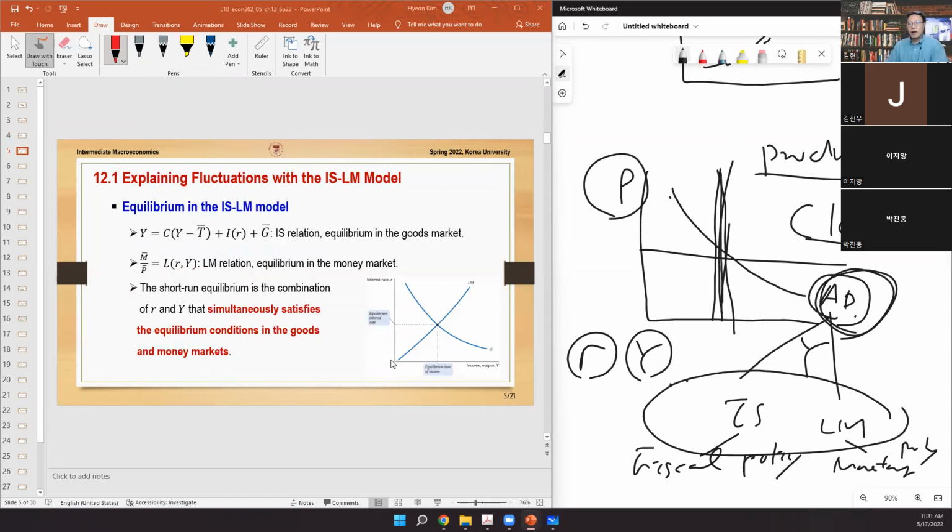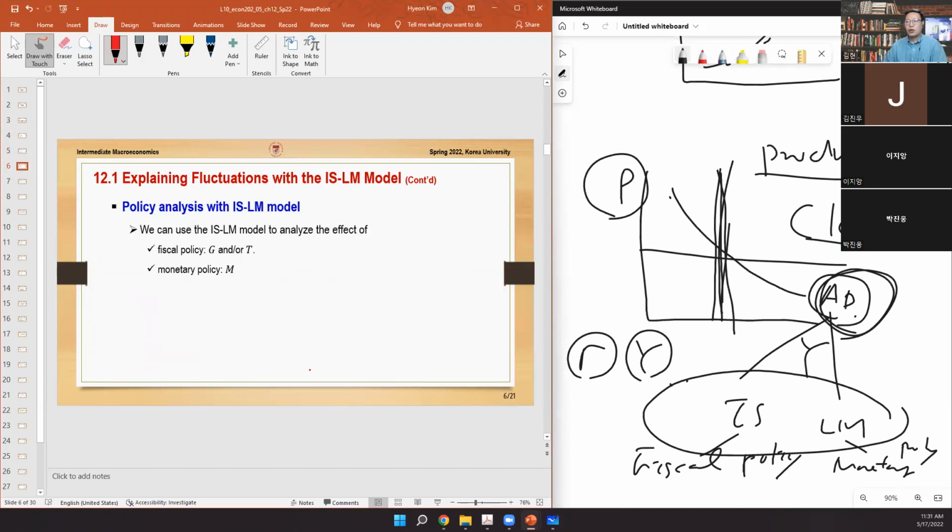Okay, we'll start from equilibrium. Previously, we saw the downward sloping IS relation and the upward sloping LM relation. Again, they represent equilibrium in the goods market and equilibrium in the money market. So simultaneously, this model satisfies the equilibrium condition in both markets.